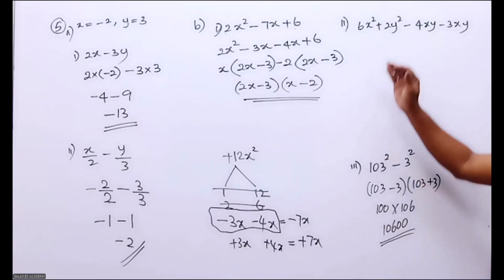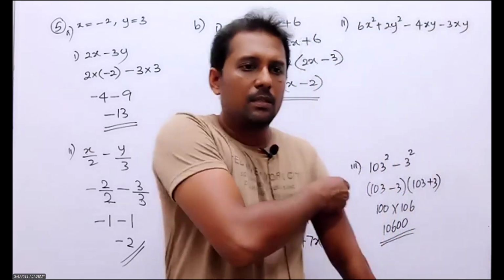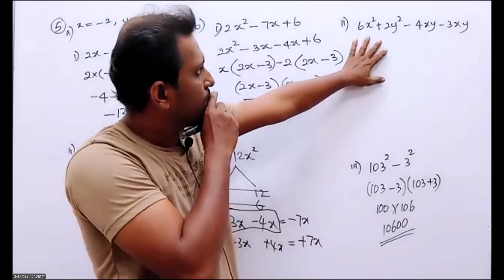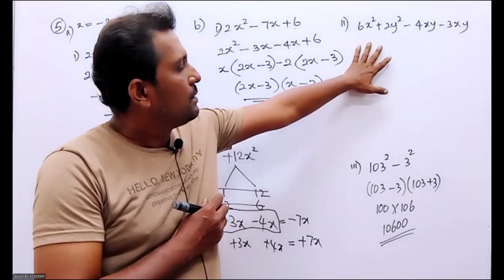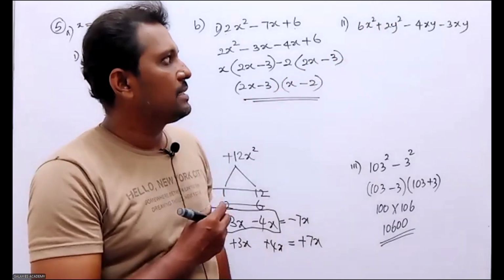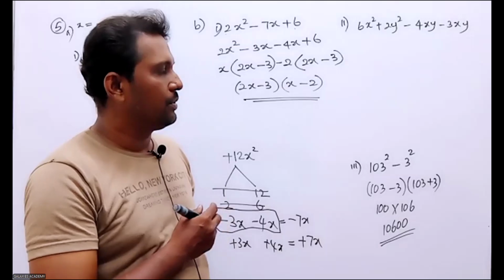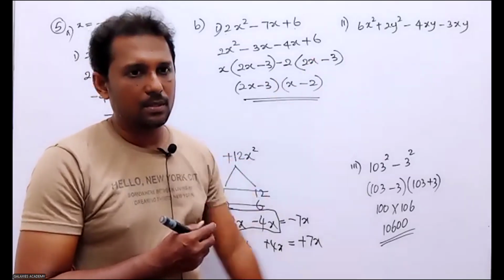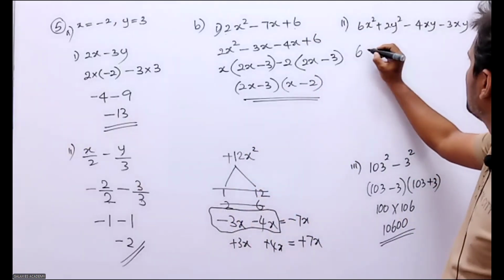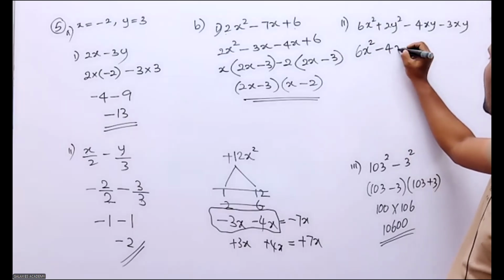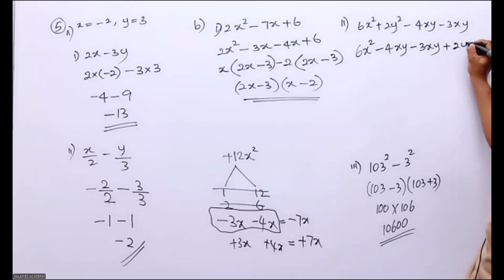Right. Now look at how you can do this one. If this simplification is difficult for you, what you have to do is change the position of the terms. I will write it like this: 6x squared minus 4xy minus 3xy. This one I will write at the end of the expression.